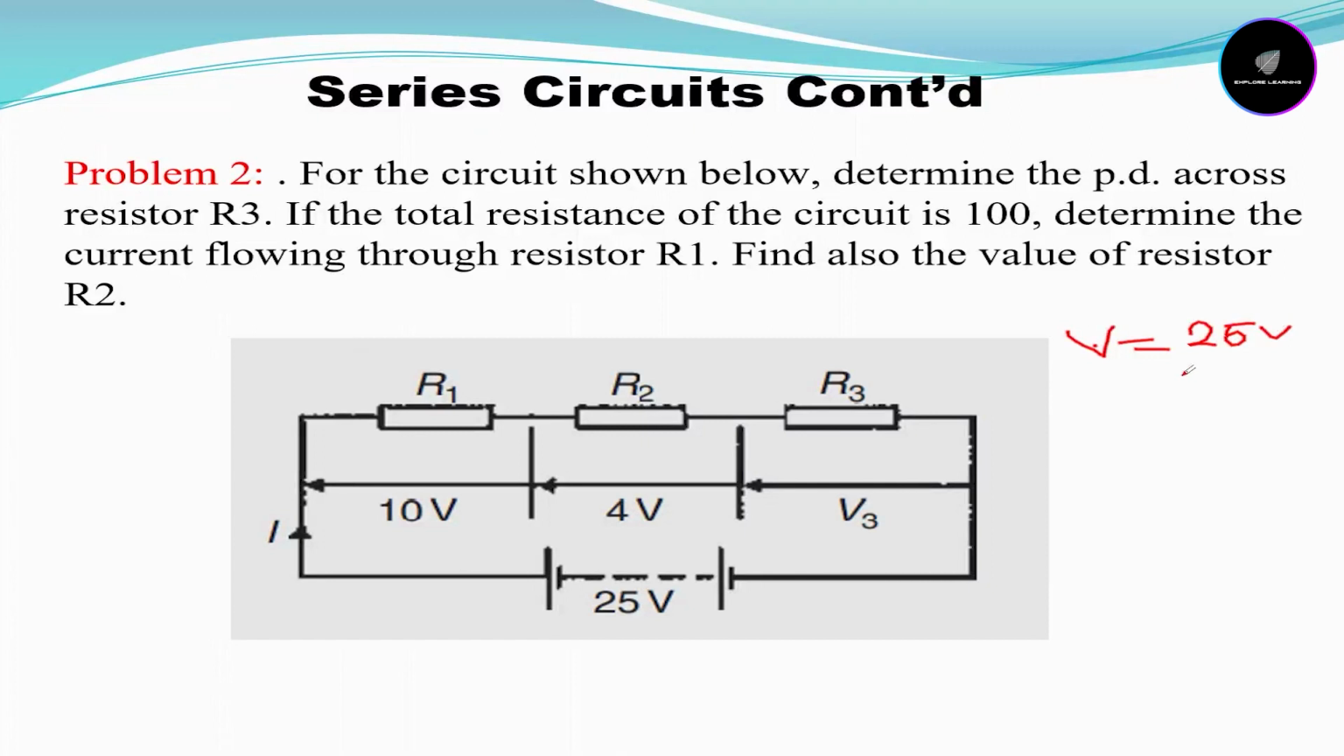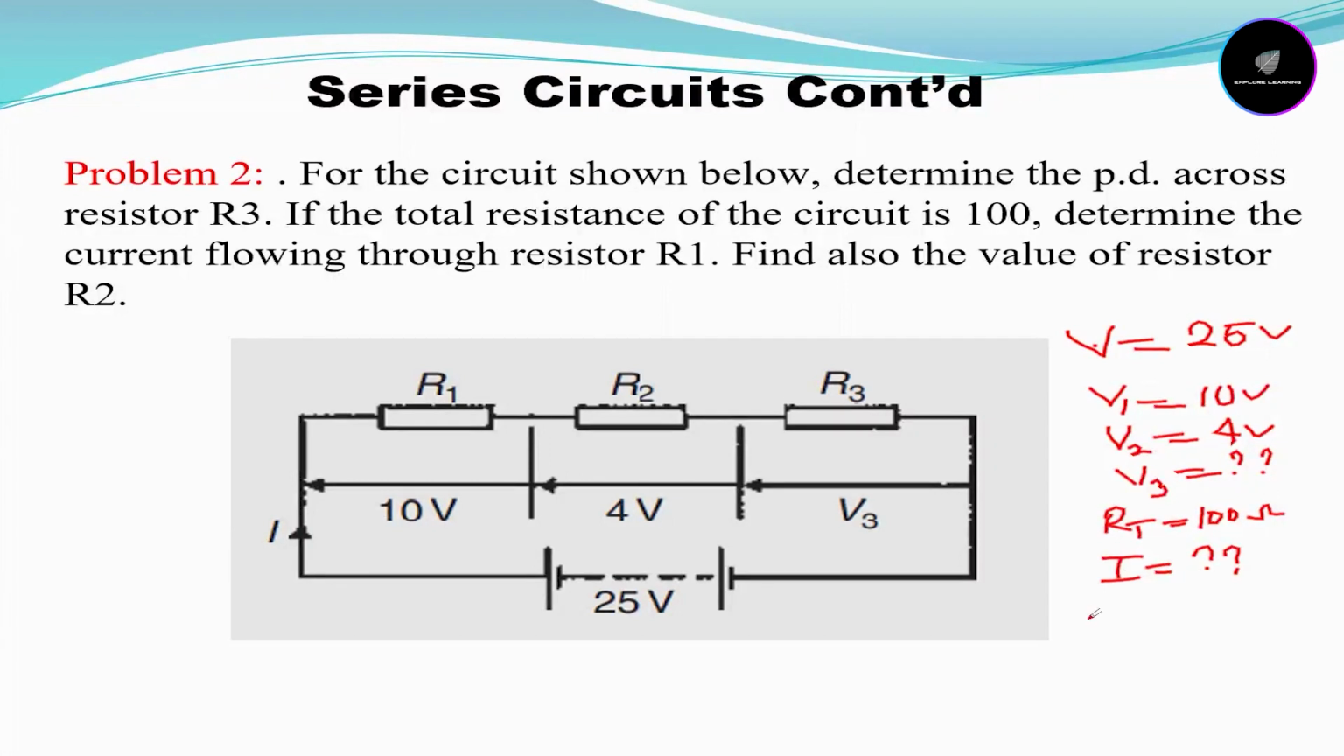And then we have V1 to be equal to 10 volts. We have V2 to be equal to 4 volts. We have V3 to be unknown. All right, so the total resistance has been given to us, which is RT is equal to 100 ohms. So we've taken note of this. Now we don't have I. I is unknown.